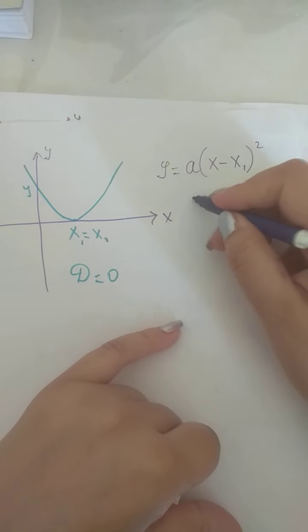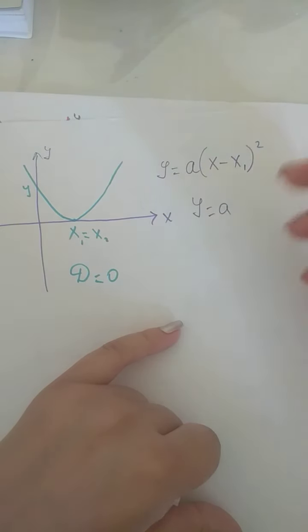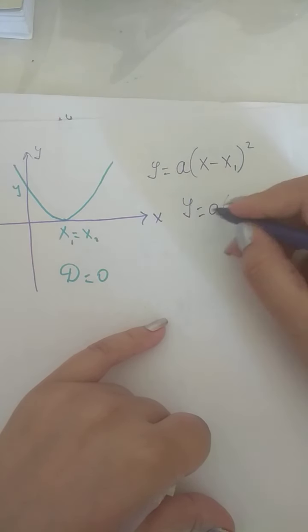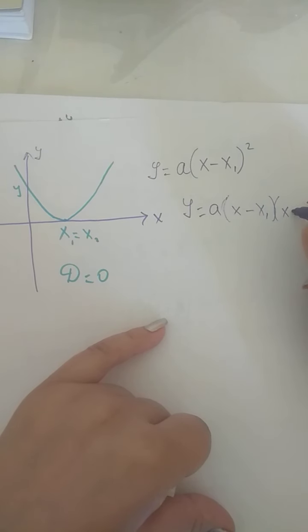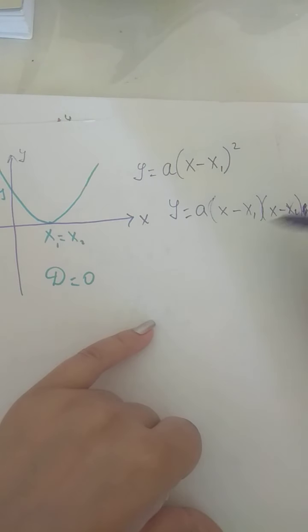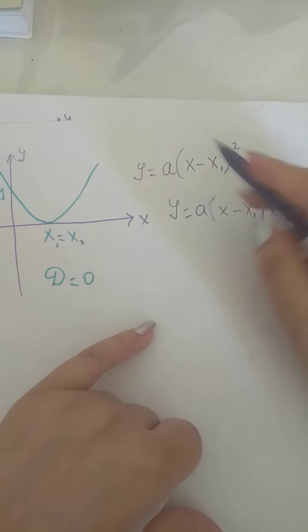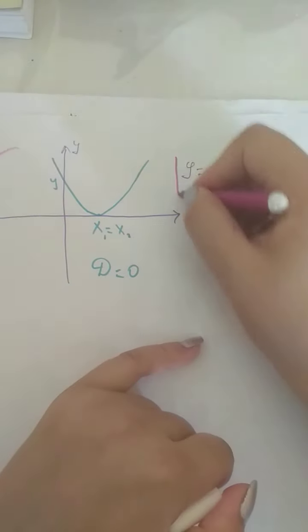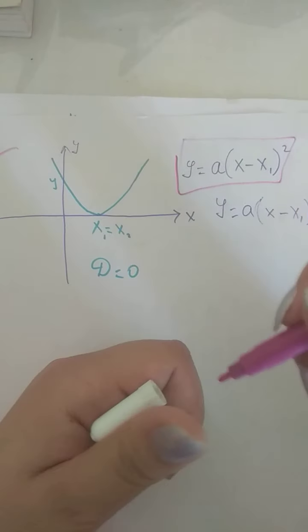Why squared, guys? Because do you remember this formula? If the graph intersects the x-axis at 2 points, then we write a multiplied by (x minus x1) multiplied by (x minus x2). But here, guys, x1 and x2 are the same thing. If I substitute x1 instead of x2, or x2 instead of x1, it's the same thing. (x minus x1) multiplied by (x minus x1) is (x minus x1) squared. That's why for this type of question, always use this formula: a multiplied by (x minus x1) squared.